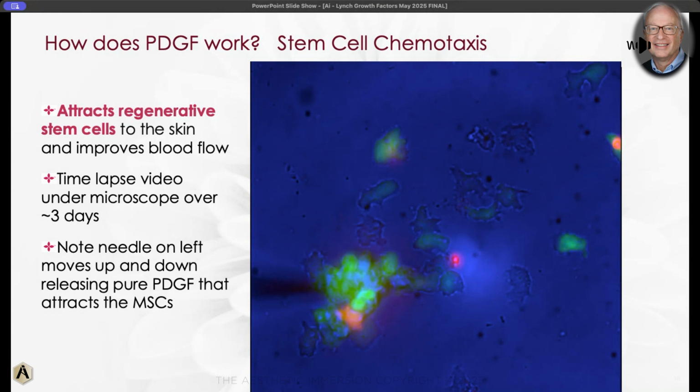So just imagine that happening in your skin, right? Where you're trying to get enhanced tissue rejuvenation and regeneration. The PDGF is acting like a magnet to draw in your regenerative stem cells. Wow.